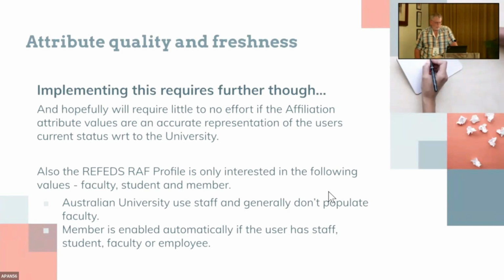Attribute quality and freshness. This requires further thought, as we discussed earlier, and hopefully will require little effort if the affiliation values are an accurate representation of the user's current state with regards to the university. So if a university student finishes today, then tomorrow they have their EduPerson affiliation changed to alumni immediately. And that's where we're trying to get to, so everything is accurate on the day that the user logs in as far as possible. I think most universities are quite happy to do that, particularly with their alumni, because they want to get their alumni off their systems because they cost them money for licensing to Azure and other bits and pieces.